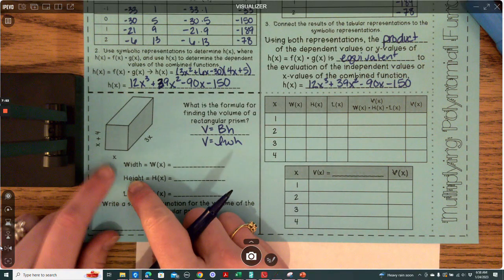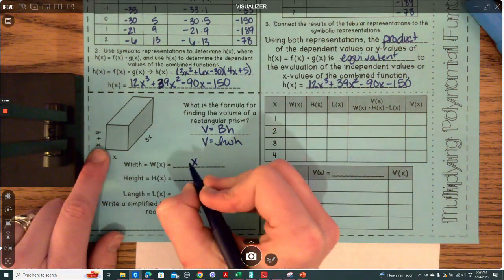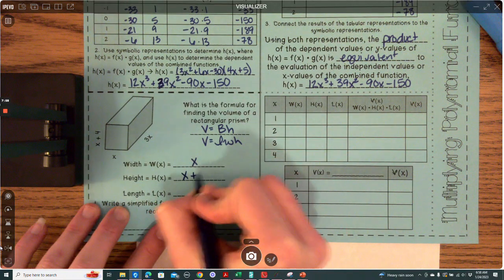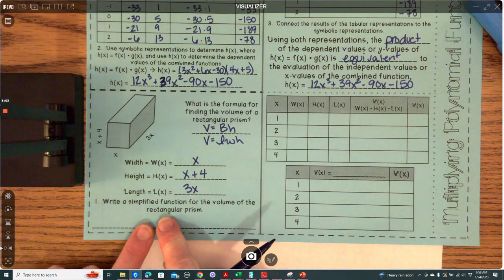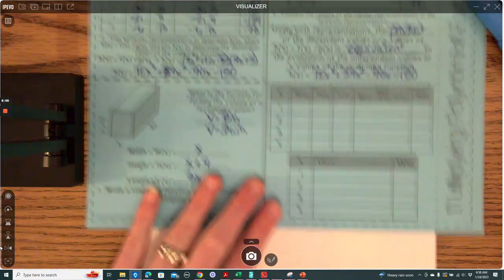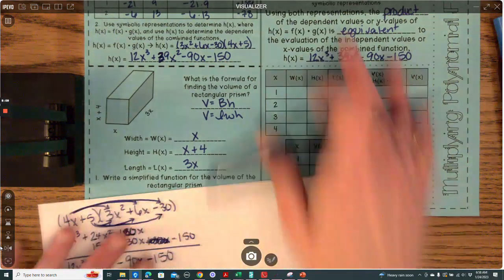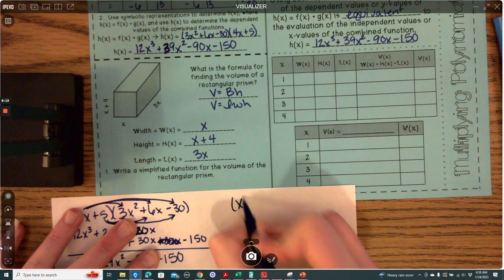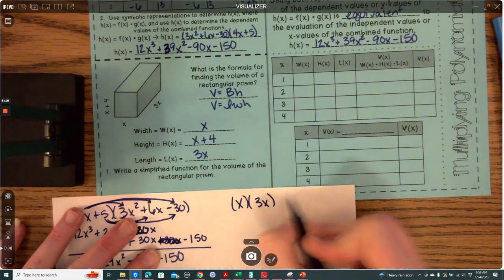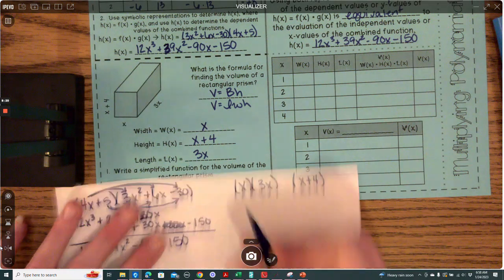So if we look at this, the width is x, the height is x plus 4, and the length is 3x. So we're going to write a simplified function for the volume. So we're going to multiply those three measurements together. So we're going to do x, so I'm going to knock out the easy ones first. X times 3x, and then we're going to multiply that by x plus 4.